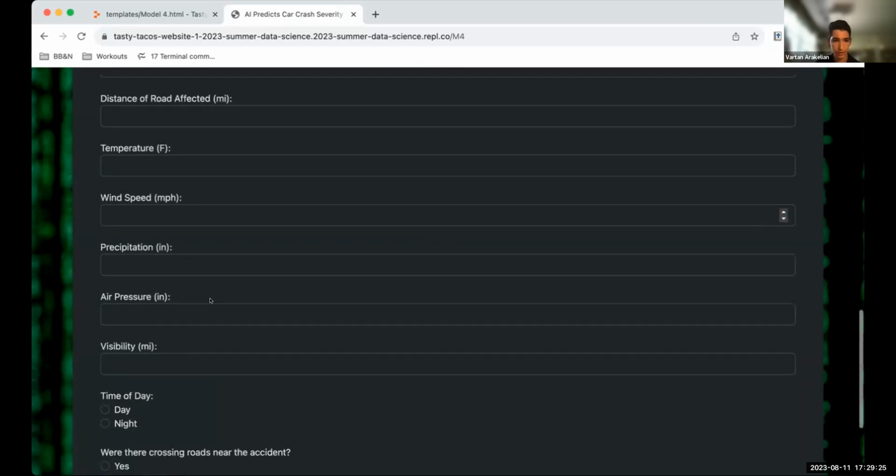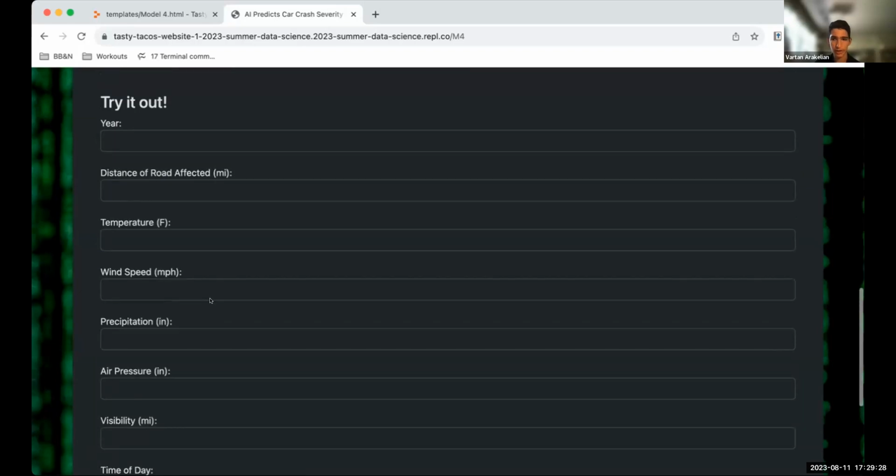And here are all the variables that the model takes in, and you can try out any of these models on our website.